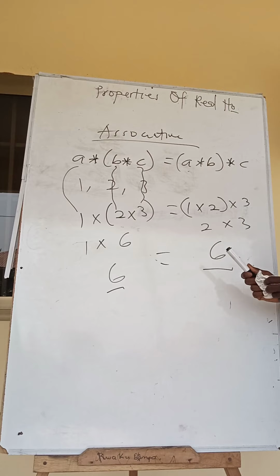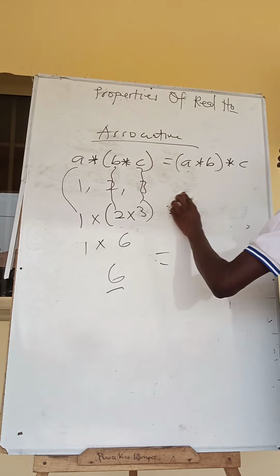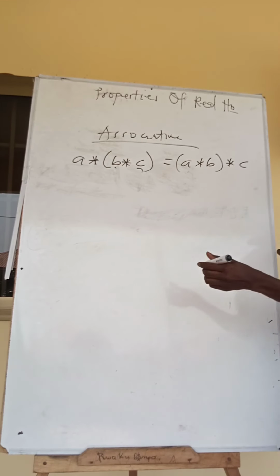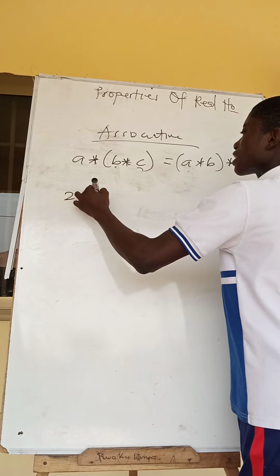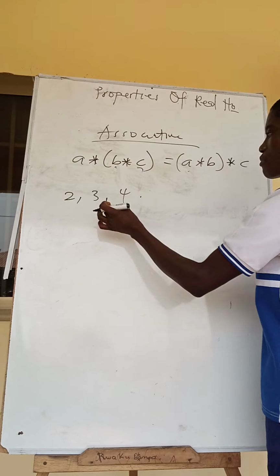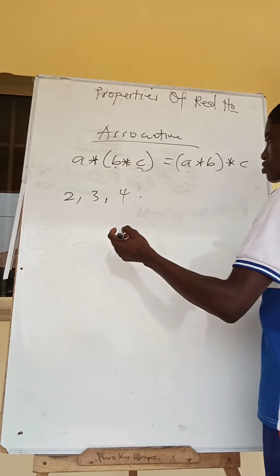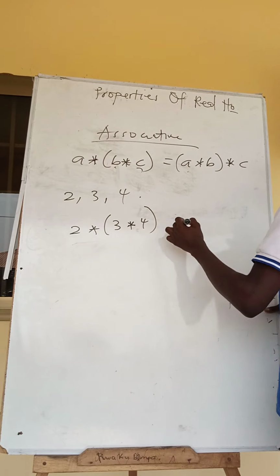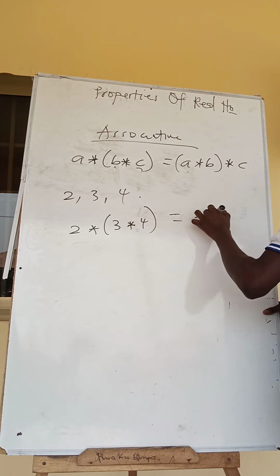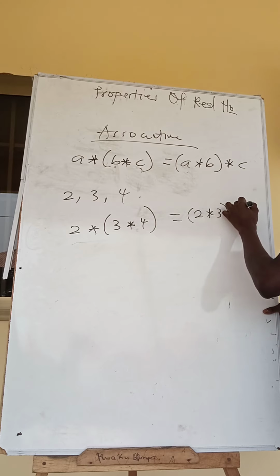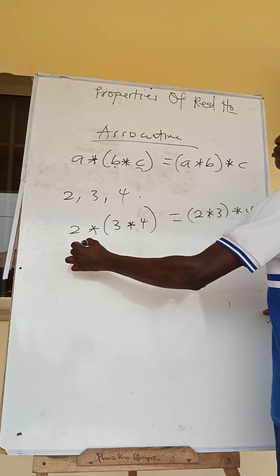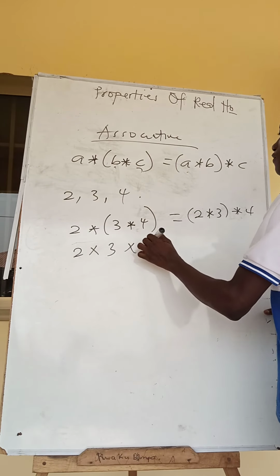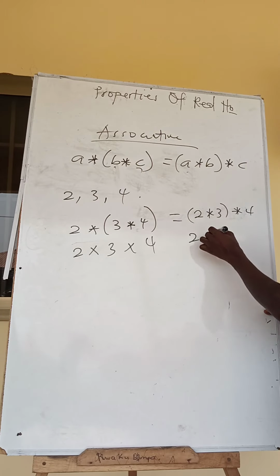Right here. Let's take another example to finalize associative, and let's move on to something. So let's take 2, 3, and 4 to see whether these 3 numbers are associative. So 2 star 3 star 4 should be equal to 2 star 3 star 4. So let's convert to multiplication and see what this will give us.